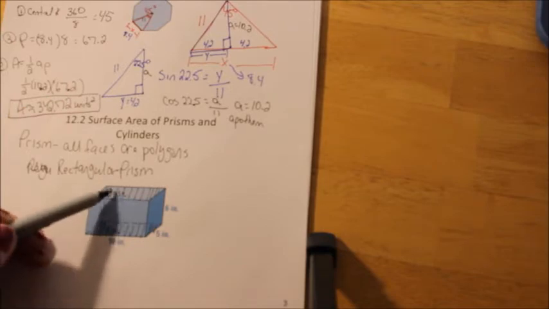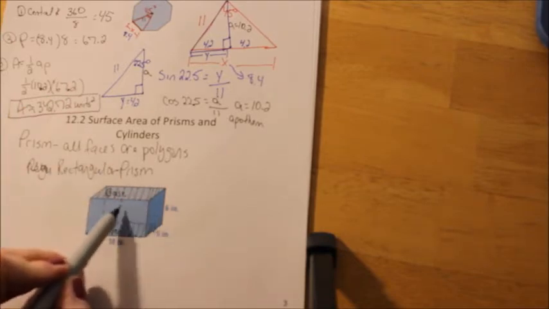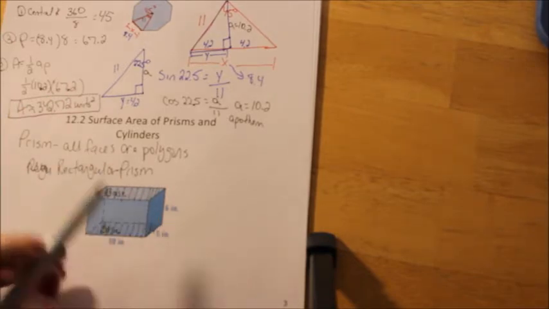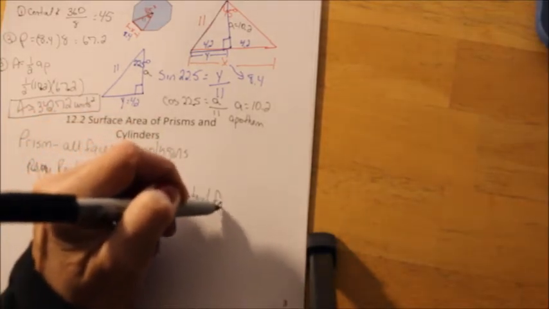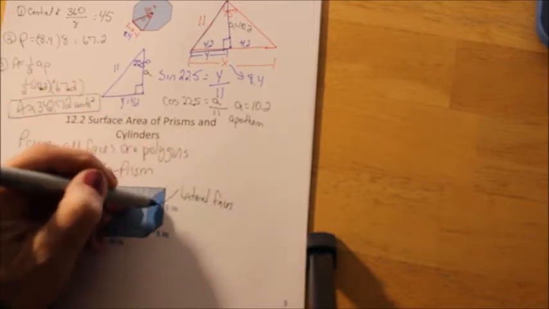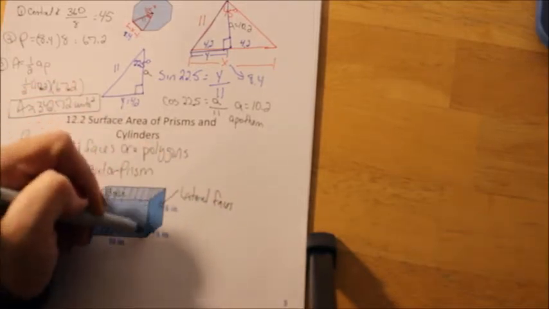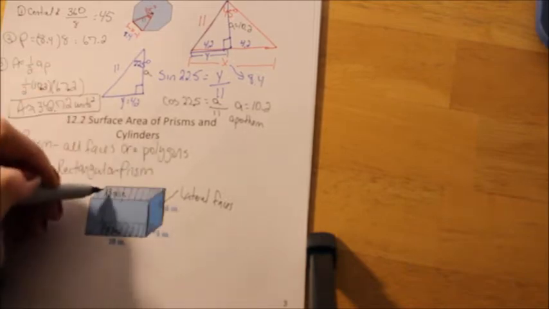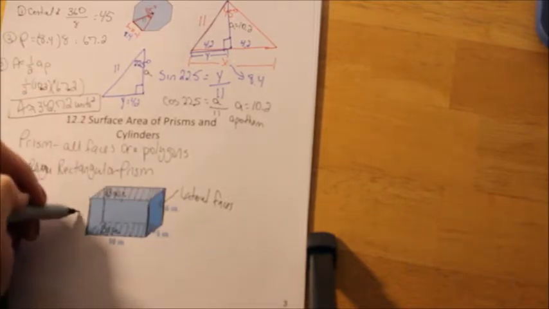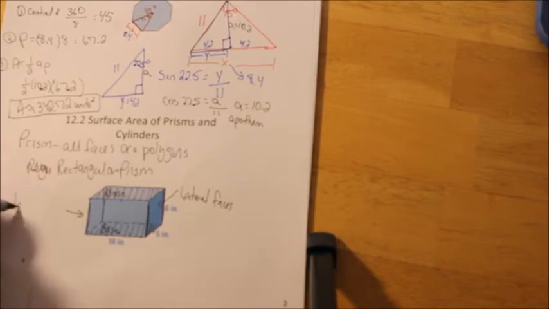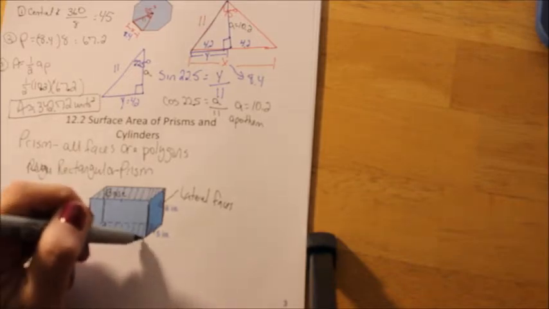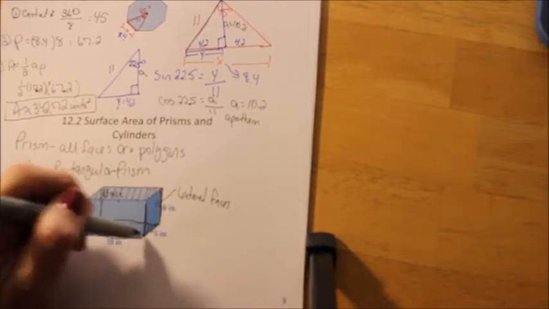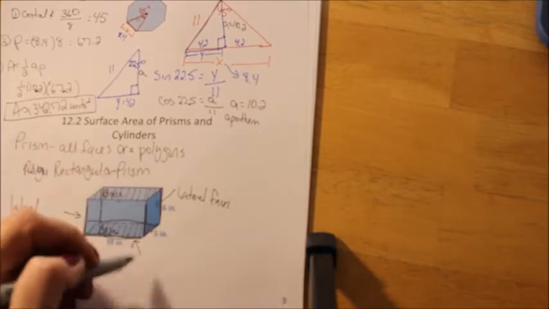So these would be the bases, and then all of these that are kind of wrapping around it, those are called the lateral faces. So for instance, this right here would be a lateral face. We also have all of these edges that go around. That's called a lateral edge. And then all of the edges around the bottom, so down here, down here, down here, down here, those would be called the base edges.